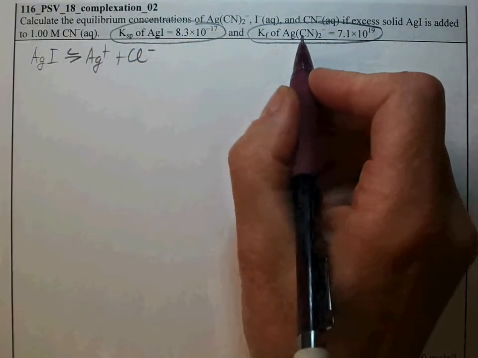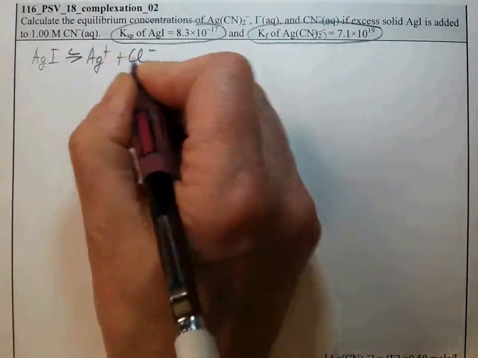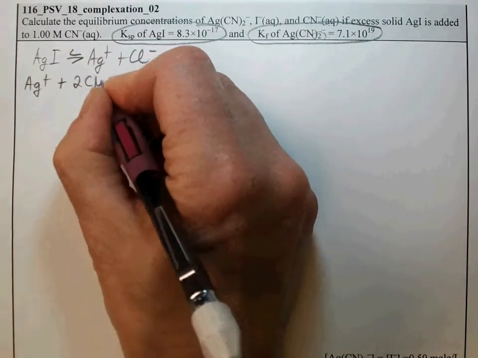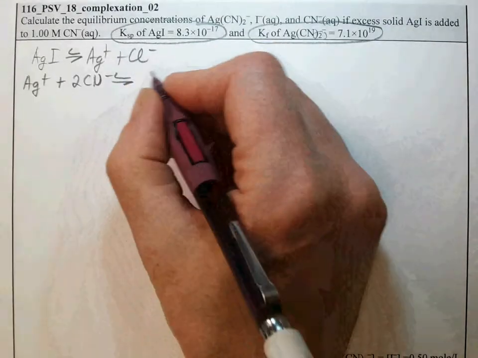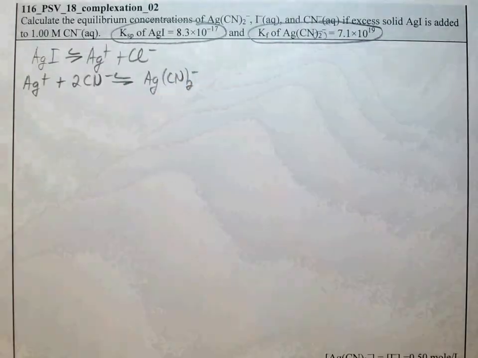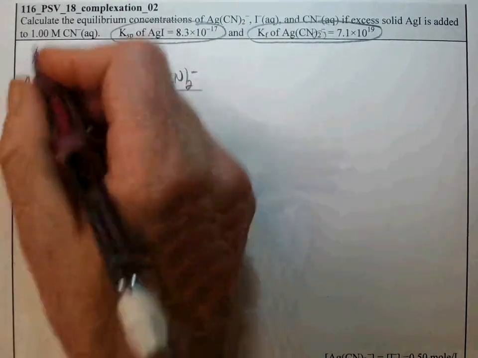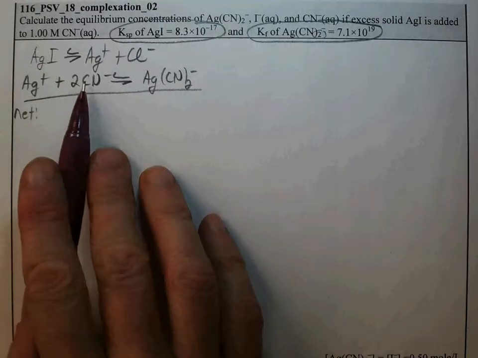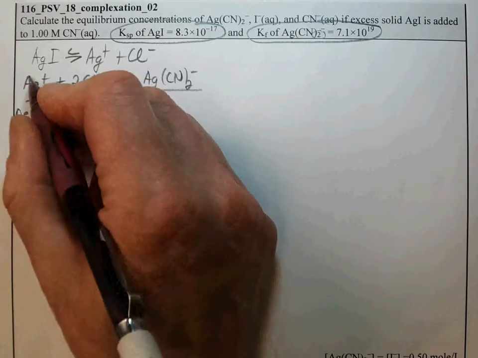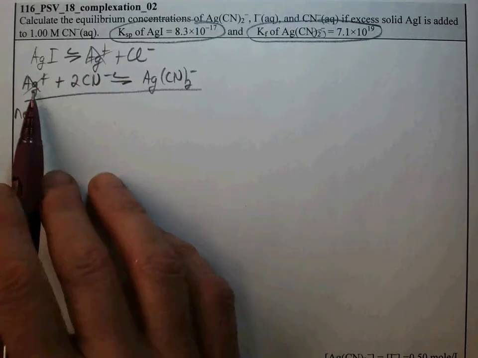And we see that we're going to be making this complex that has two cyanide ions in it. So we are going to combine our cation with 2 moles of cyanide. Alright, so our net reaction is found by adding these two equations together. The products stay on one side, the reactants stay on the other side of the arrow. And we see that silver ion is not going to appear because it's produced and then consumed.